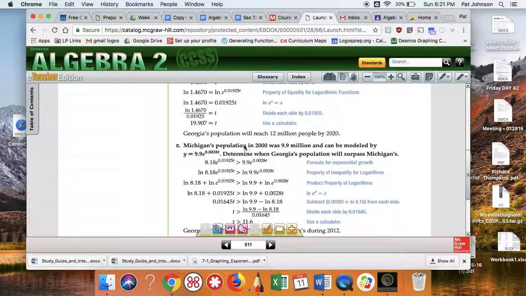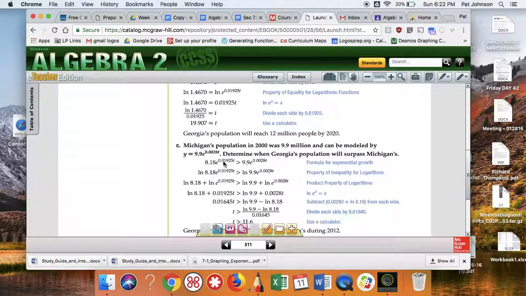Now, here they say Michigan's population in 2000 was 9.9 million and can be modeled by this equation. Determine when Georgia's population will surpass Michigan.